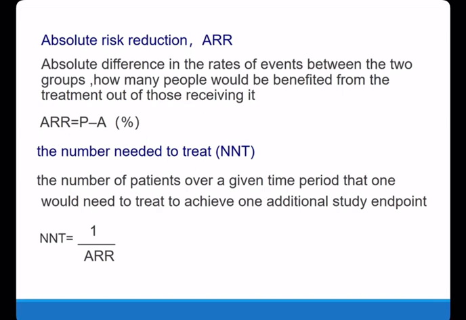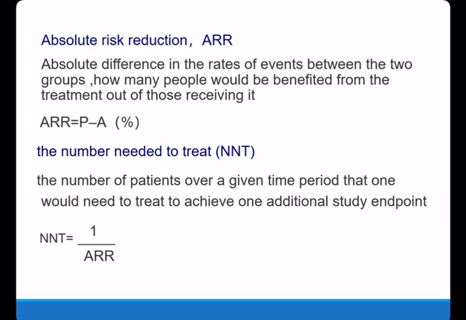The other variable that can determine whether a treatment is good or worse is the absolute risk reduction. The absolute risk reduction means the absolute difference in the rate of the events between the two groups. It means how many people would benefit from the treatment out of those receiving it. Absolute risk reduction can be calculated by using the rate in the placebo group minus the rate in the intervention group.